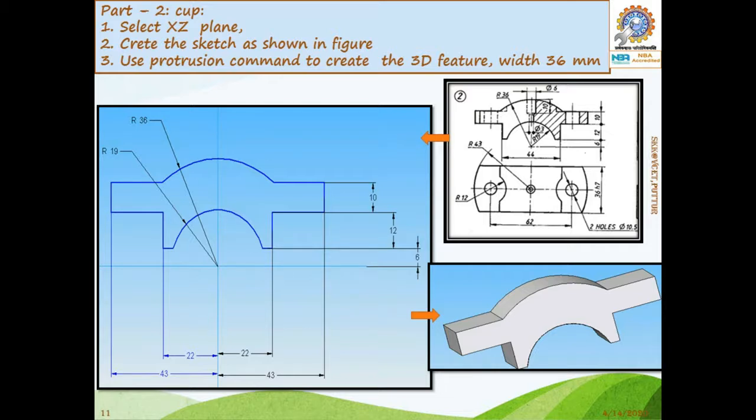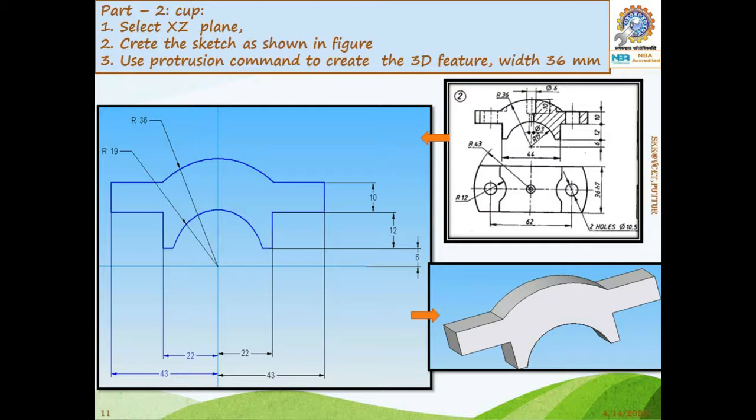Similar sketch. The radius is 36 or 19, along with an offset of 6 mm, then 12, 10, like that to draw. The total width or length of the body is 43, total 86 mm length. That one you have to draw. Then click on return, and after giving the return command, give a distance of about 36 mm. Then you get the partially completed cup part.